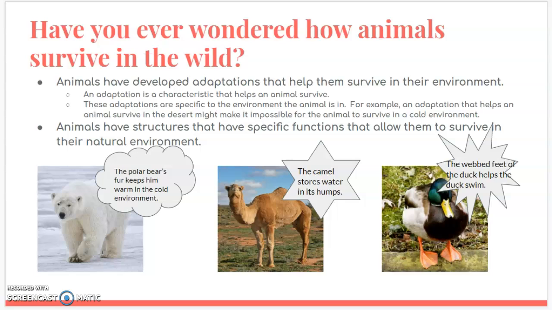Animals have structures that have specific functions that allow them to survive in their natural environment. Some examples of these are the polar bear's fur, and the function of that is it keeps him warm in the cold environment. Another one is a camel's humps, and the function is it stores water. For a duck, the webbed feet, and the function is it helps them swim in the water.